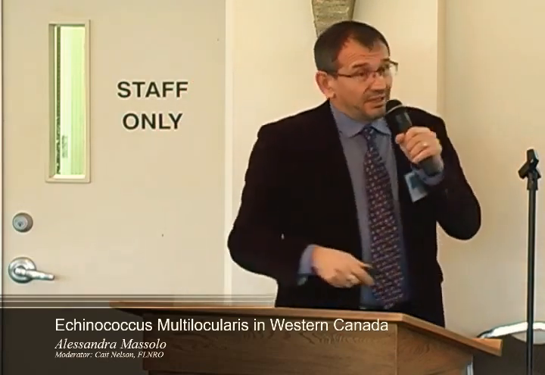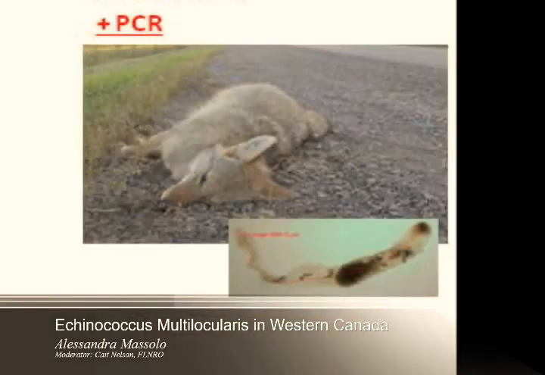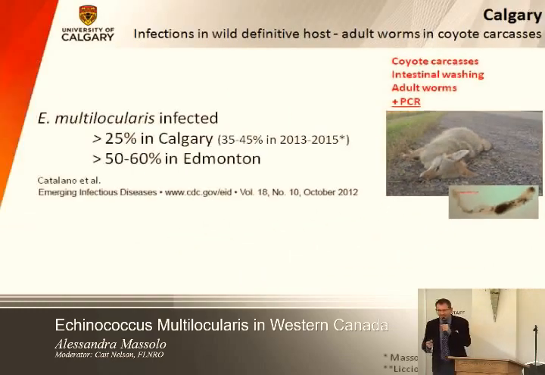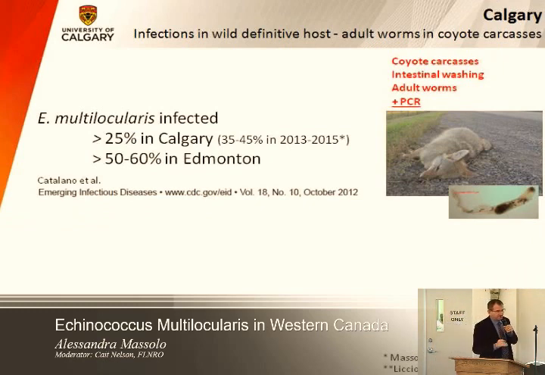So what we did was collect all of these, and we washed the intestinal tract to detect the adults. At the beginning it was very, very rough, we were just starting, so we didn't really know what we were doing. I was an ecologist, not a wildlife health ecologist, although I was hired as a wildlife health ecologist. But even with that poor background, we detected 1 positive coyote in every 4, so 25% in the city of Calgary.